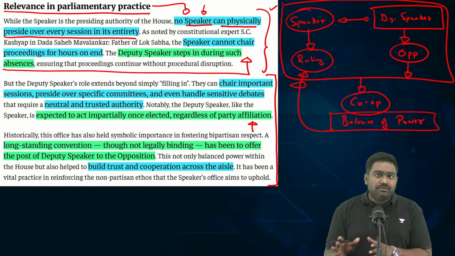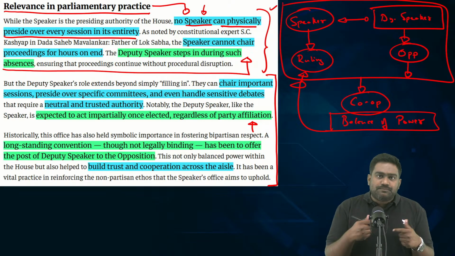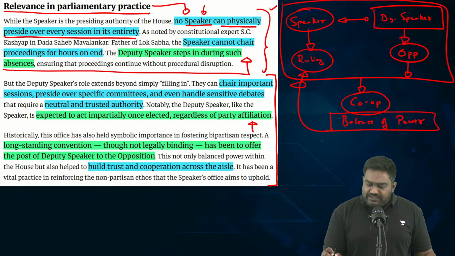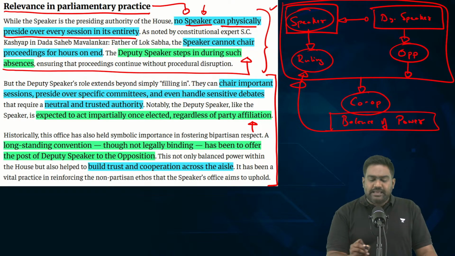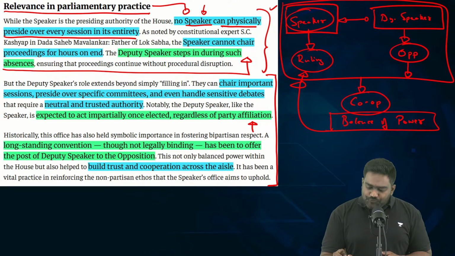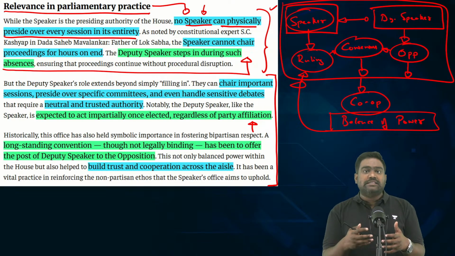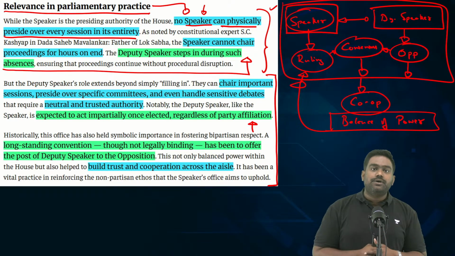The constitution doesn't mandate this, but it's just a convention which has been followed by subsequent governments and Lok Sabhas, where the deputy speaker comes from the opposition and the speaker comes from the ruling party, maintaining that balance in the Lok Sabha. It provides for consensus based lawmaking, consensus based decision making, where different parties can come together on important national issues.